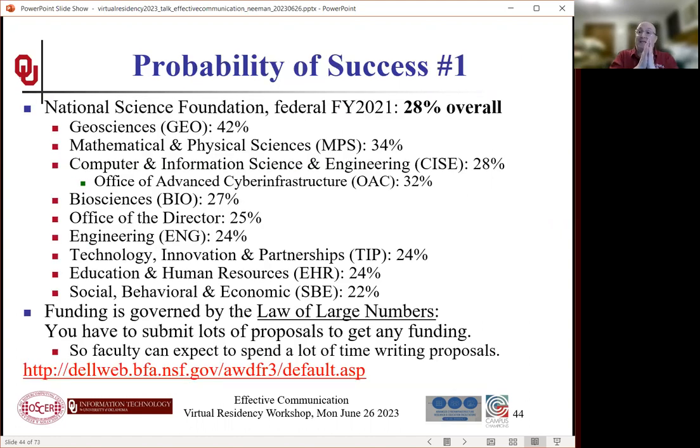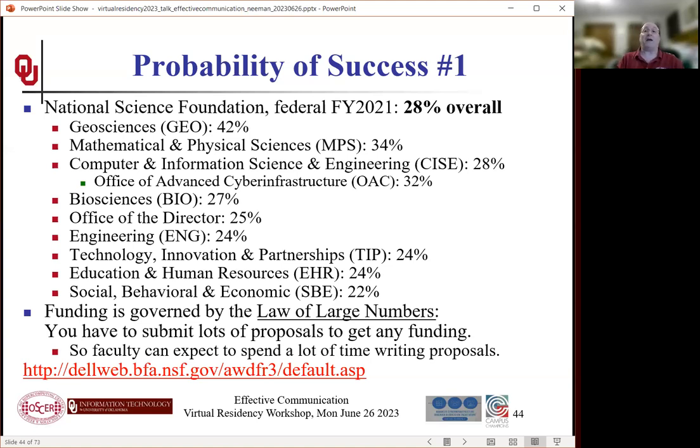Now, getting external funding is a law of large numbers thing. You got to submit a lot of proposals to get a few proposals funded, right? So if the NSF, sorry, that should say fiscal year 2022. I don't know why I didn't update that. For fiscal year 2022, 28% of proposals were funded. That's actually up a bit. I think the previous year was 26, right?